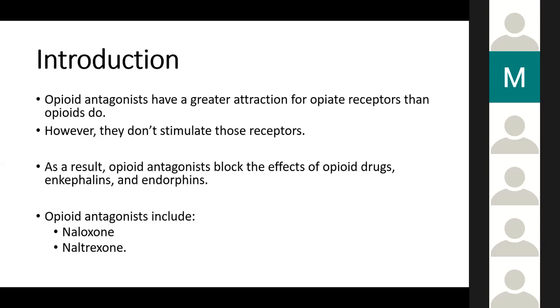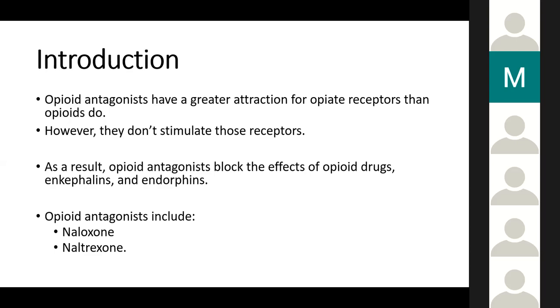So the last group of medications we'll look at are the opioid antagonists. These are the medications that antagonize the action of the opioids, and they help to reverse the action of an opioid medication that has been given. For example, if a woman has been given pethidine during labor, and it is causing respiratory depression in the neonate, you give an opioid antagonist to reverse the reaction. Opioid antagonists have a greater attraction for the receptors than the opioids.